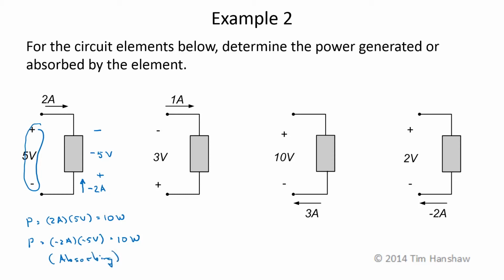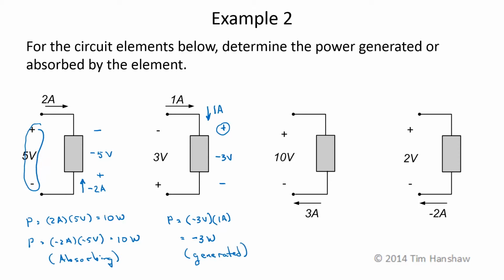Again, just choose a default voltage polarity or current direction. I'm going to say this is plus and this is minus. For this second element, this assumed positive direction is opposite to this, so I need to change the sign on this voltage. Now, current enters the positive voltage terminal. This current is in the same direction as that one, so I don't need a sign change on my current. And for this particular element, power is voltage times current, so minus 3 volts times 1 amp, and power is minus 3 watts, which means that this is generating power.